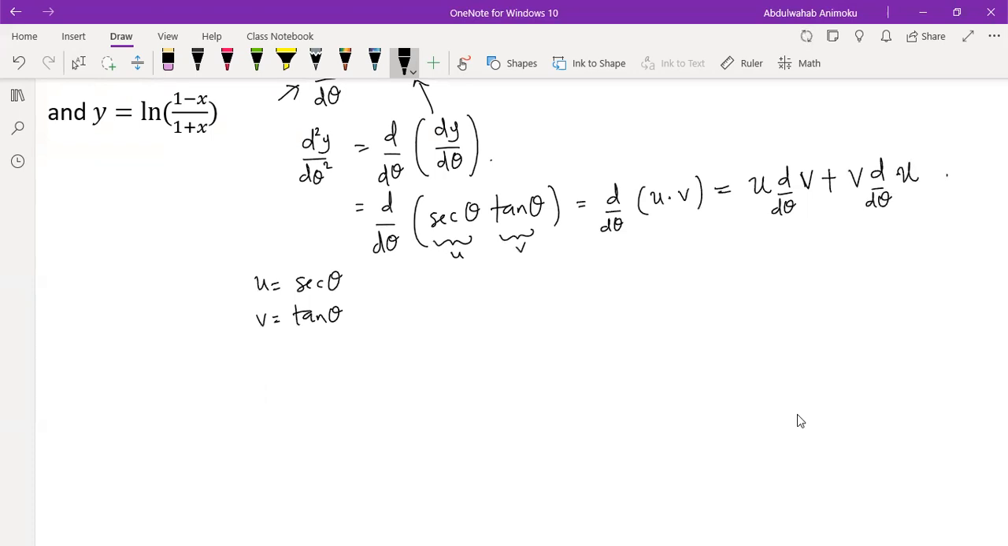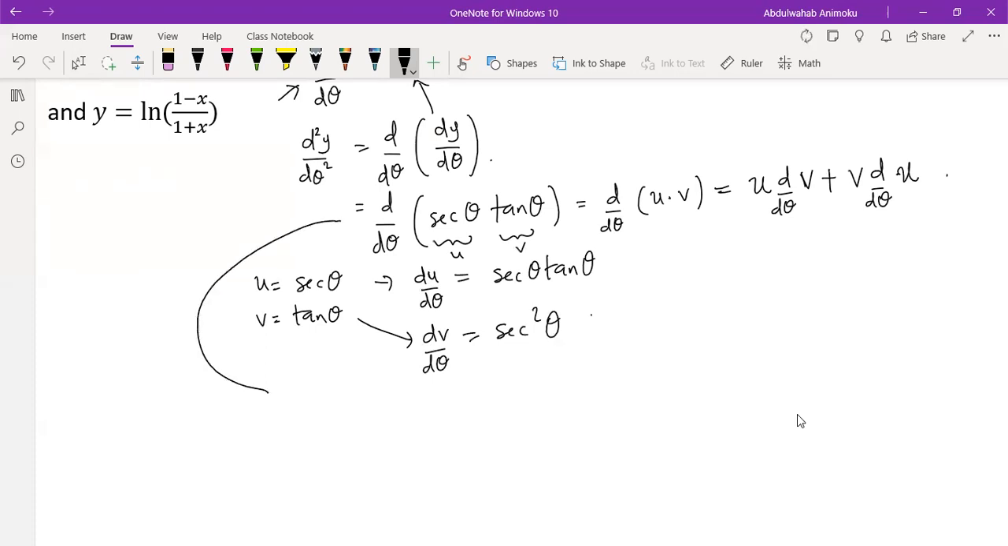So all we need to do is to find du d theta. What is du d theta here? The derivative of secant theta again, which is secant theta tan theta. Then we have the derivative of v with respect to theta, the derivative of tan theta, which is just secant square theta.